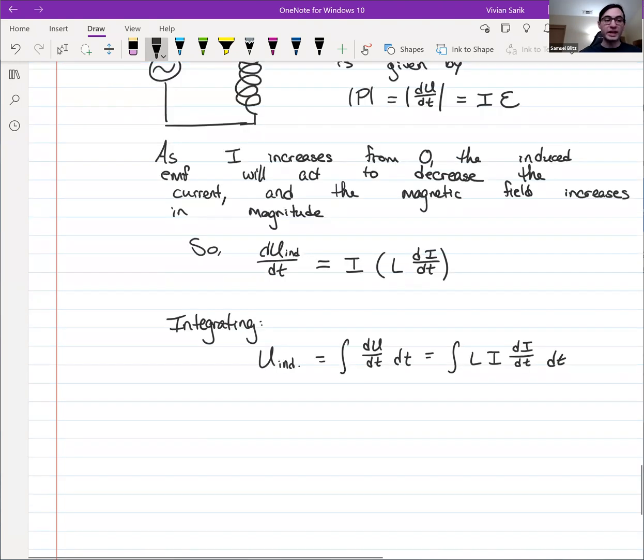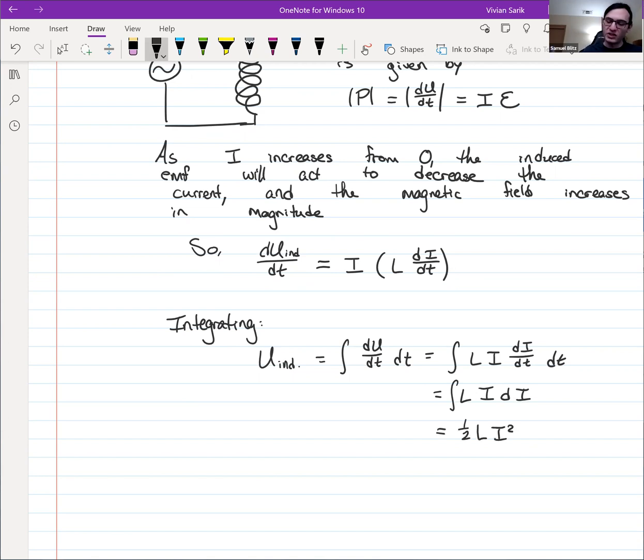And so this right-hand side just becomes an integral of Li di. We're just integrating symbolically here, which is just equal to 1/2 Li squared. So this is the energy stored in the inductor. And so this is a lot like the capacitor, right? The energy stored in the capacitor is 1/2 CV squared.